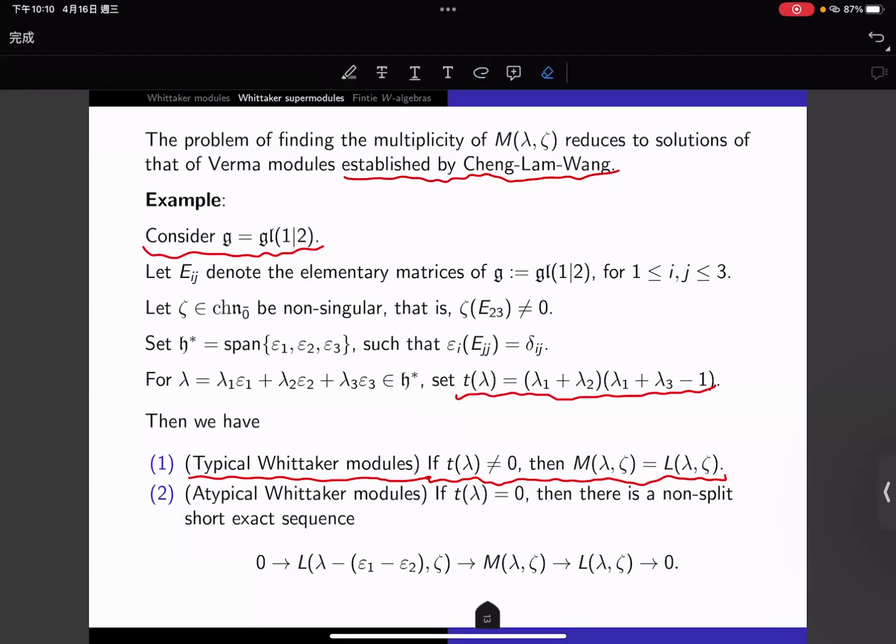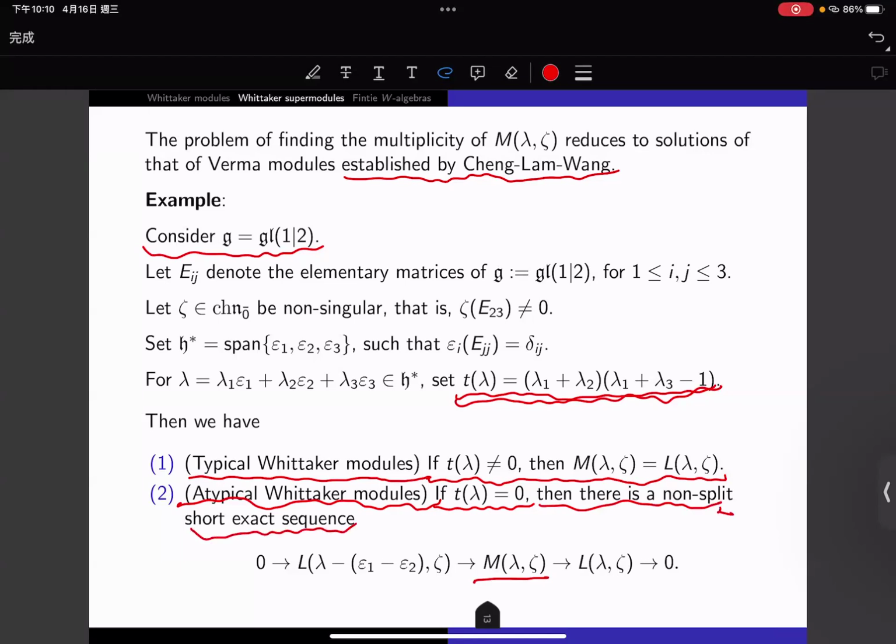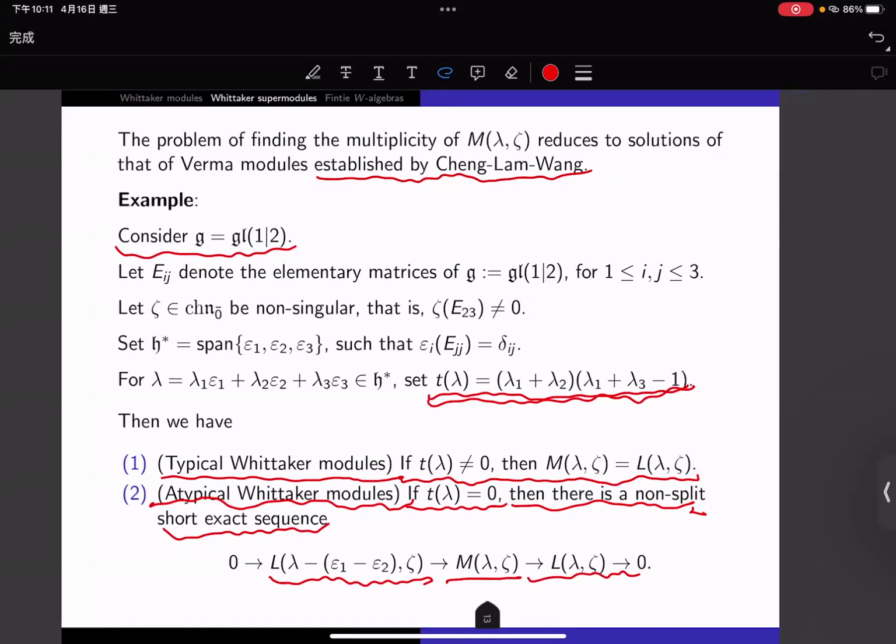The other, more complicated case is the atypical case, which means if lambda is a zero of this polynomial, then the corresponding standard Whittaker module has a non-split exact sequence. It has a socle part given by this standard simple Whittaker module, and the top given by this.